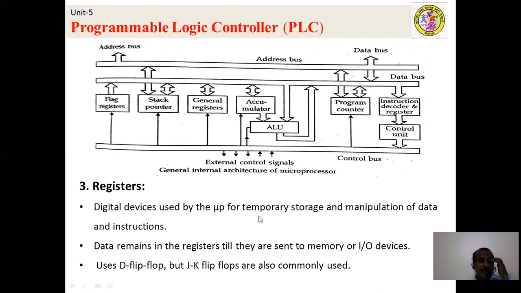Registers are digital devices which are used by the microprocessor for temporary storage and the manipulation of data and instructions. We call them the registers. Data remains in the registers till they are sent to the memory or input-output devices. Registers use D flip-flops, but JK flip-flops are also commonly used.